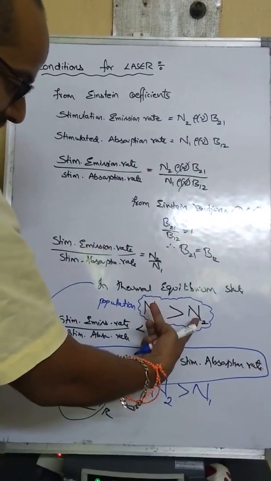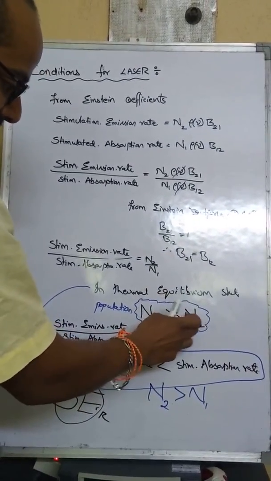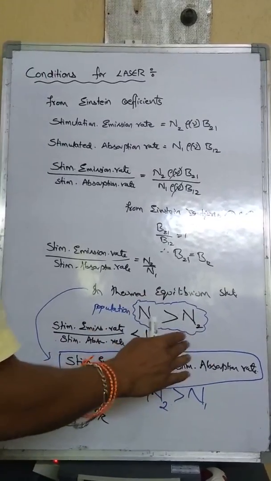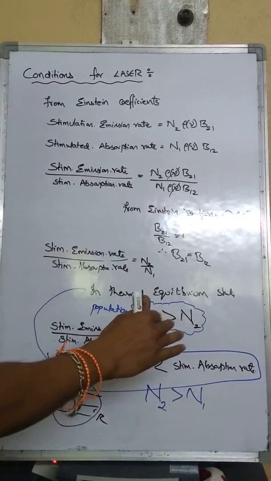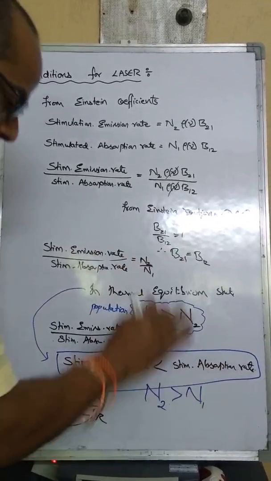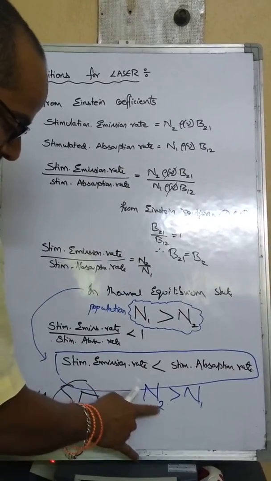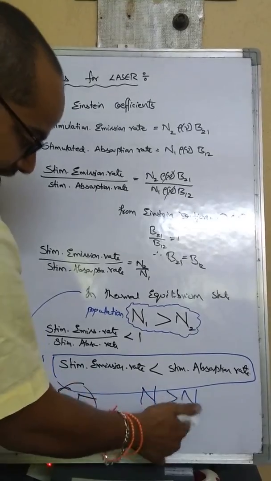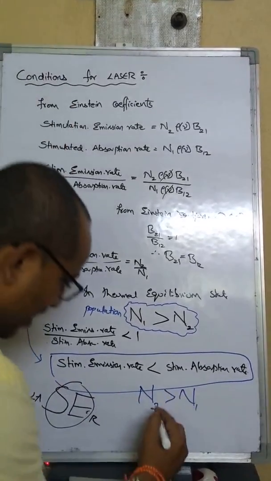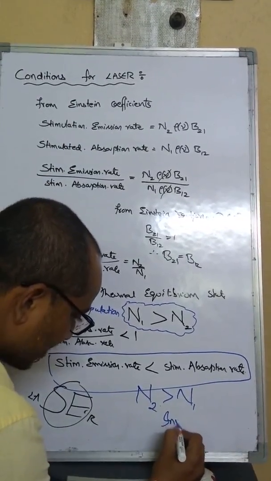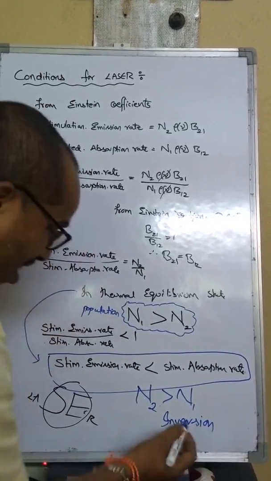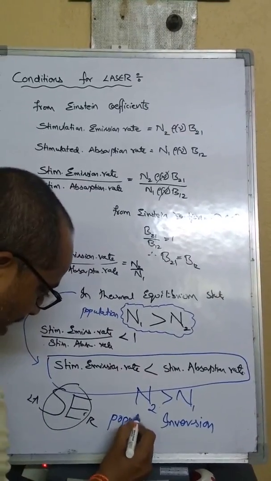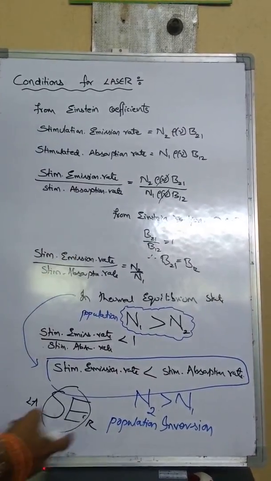I had taken the inverse condition of this condition, that is, by some mechanism or process you increase the population in the higher energy level above the population in the ground energy level. If this is done, I have inverted. What I have inverted is the population, hence the name population inversion.